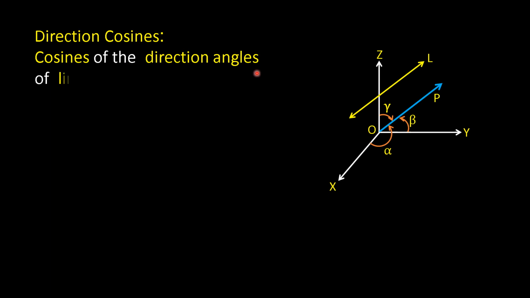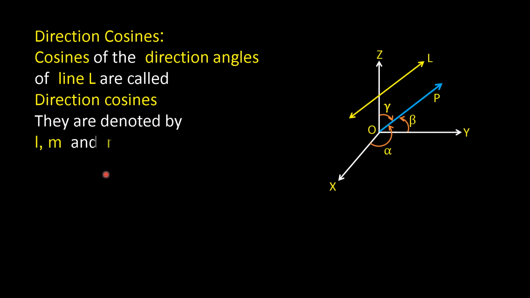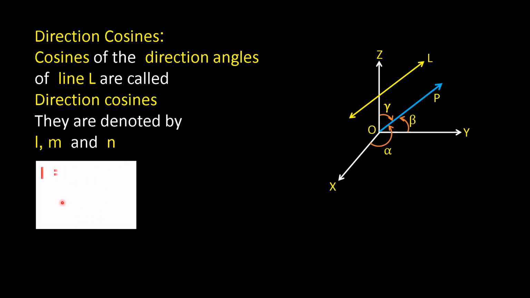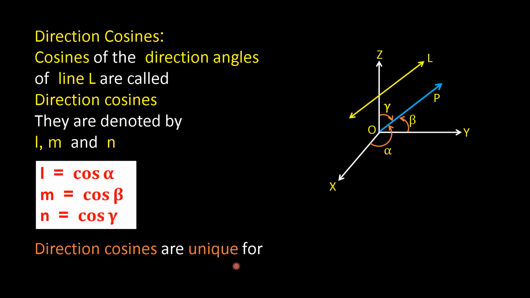Next is direction cosines. Cosines of the direction angles of a line L are called direction cosines. They are denoted by letters L, M and N. So, L equals cos alpha, M equals cos beta and N equals cos gamma. The direction cosines are unique for a given line in space. For this line L, its direction cosines will be unique.